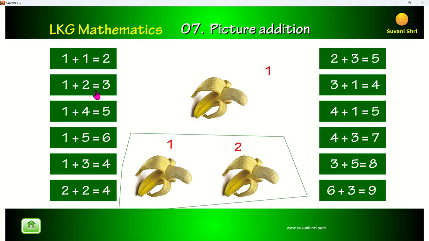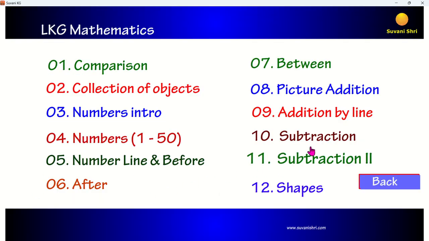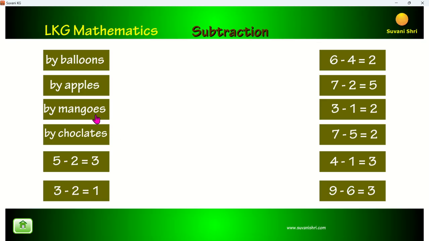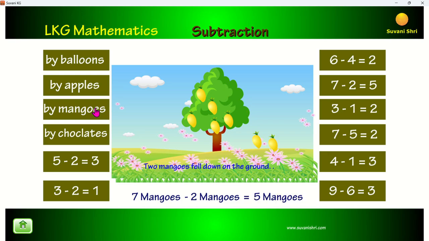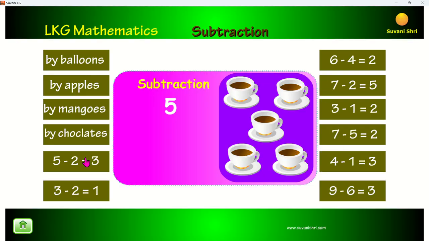One banana added with 2 more bananas, we get 3 bananas. There were 7 mangoes on a tree. 2 mangoes fell down on the ground. How many mangoes are left on the tree now? 5 mangoes. 5 minus 2 is equal to 1, 2. Answer is 3.